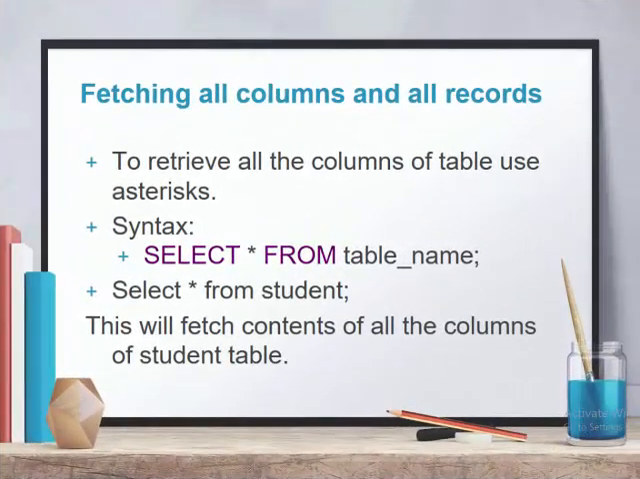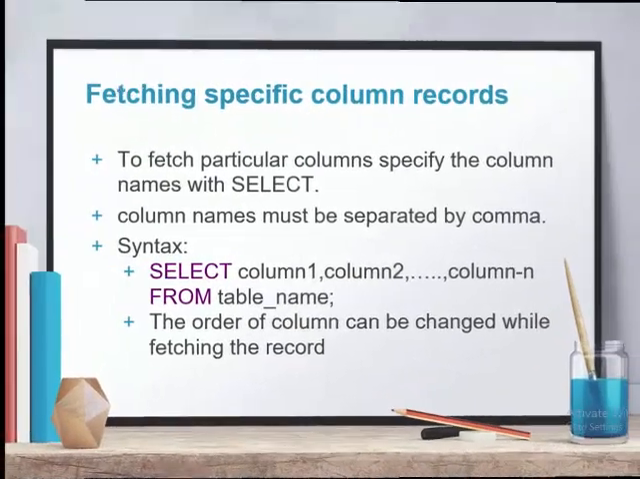So fetching all the columns and all the records means what? If you want to select all rows and all columns, what will you use? You will use asterisk. Select star from table name. Select is the required clause. From is the required clause. Then what does star mean? All the columns and all the rows. And from table name. Suppose you want to select all the values of the student table, what will you write? Select star from student. This will display all the values from the student table.